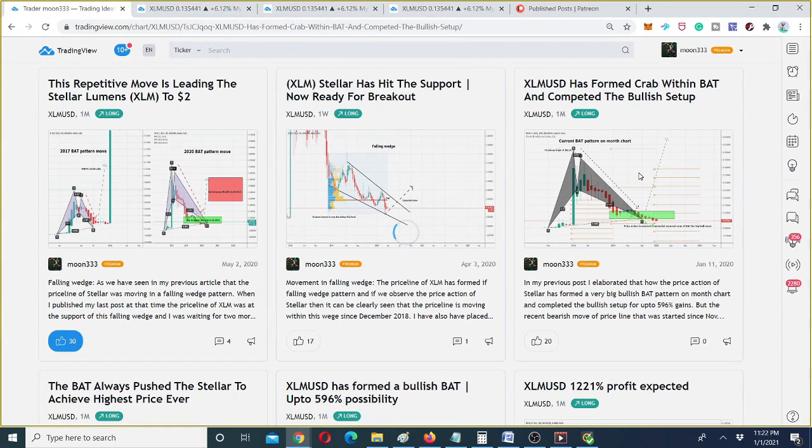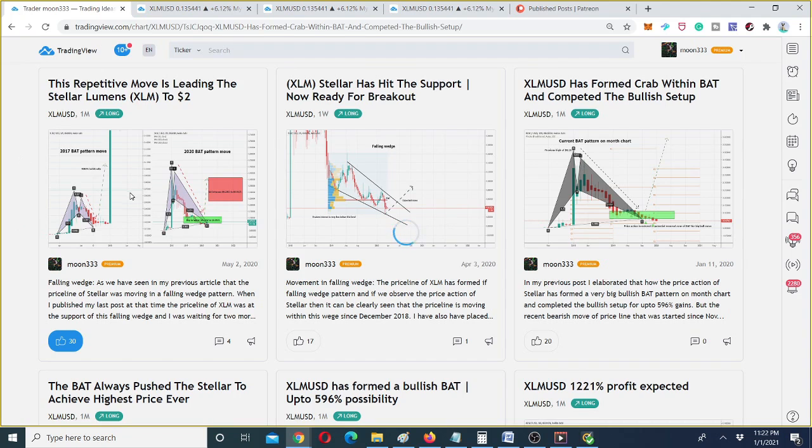Here we can see that when I shared this idea, the price action was moving around 5 cents. And from there, if I play this idea, you can see that it produced more than a 360% bullish rally. I'm just opening this chart, and after that I'll play it, and you can see how this chart worked and executed.